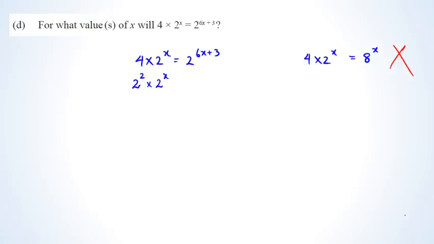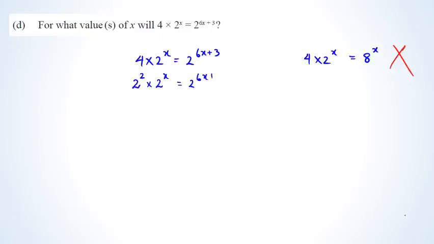So in this question you're asked, for what values of x will this equation work out? So you're going to have 4 times 2 to the power of x equals 2 to the power of 6x plus 3. Now, I know that a lot of people make this mistake. They look at that first line where they see 4 times 2 to the power of x, and they put it as 8 to the power of x. This is actually incorrect, folks, because you've got to have the same base. So 4, I'm going to write 4 as 2 to the power of 2 multiplied by 2 to the power of x.